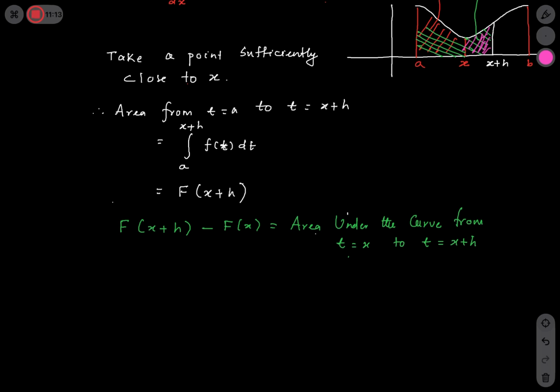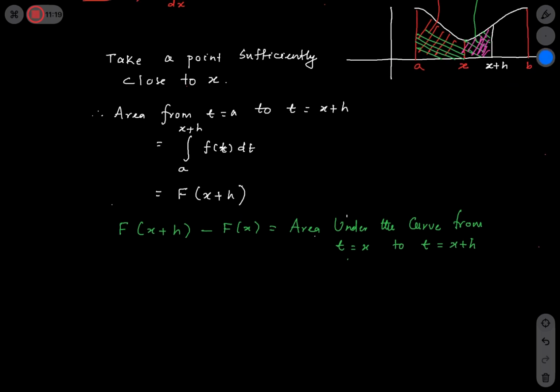Now if I draw a rectangle here, let me draw the rectangle like this. This is the inner rectangle, and this is the outer rectangle. So the area of the inner rectangle is less than or equal to the area under the curve, which is less than or equal to the area of the outer rectangle.